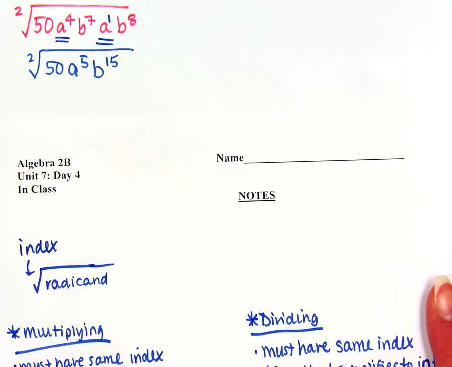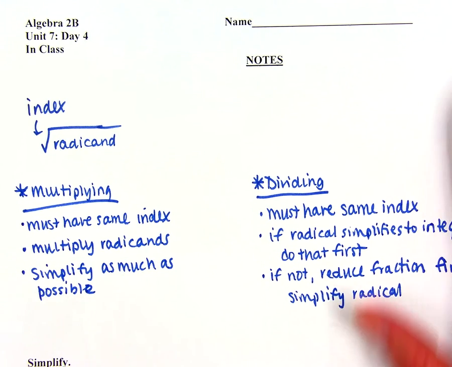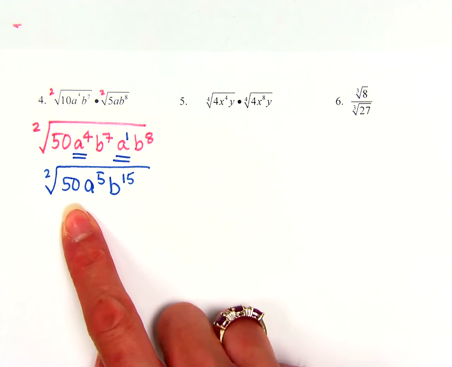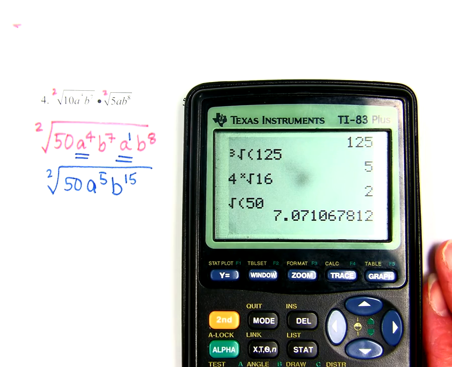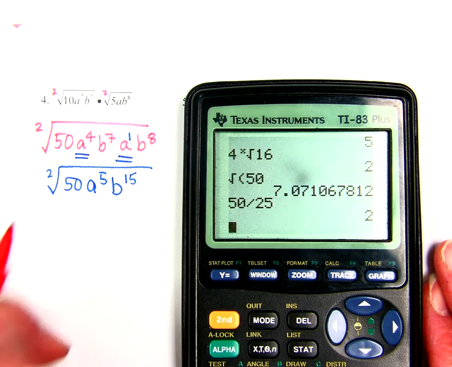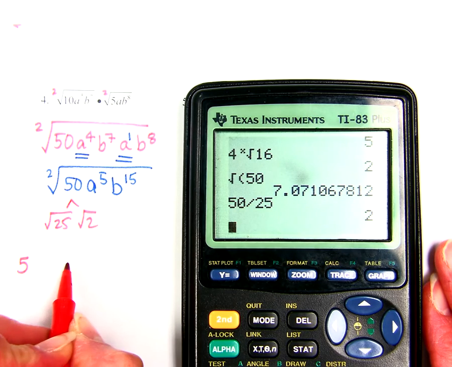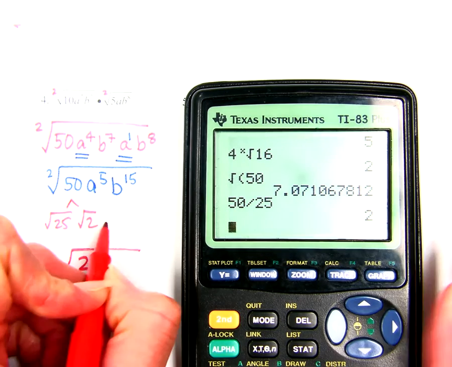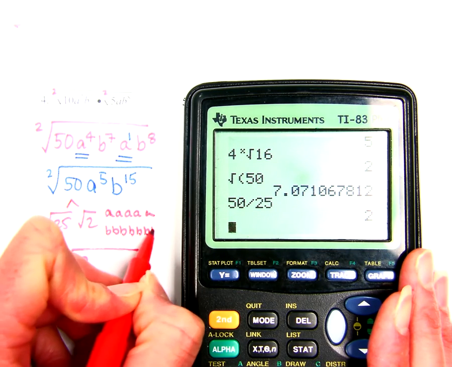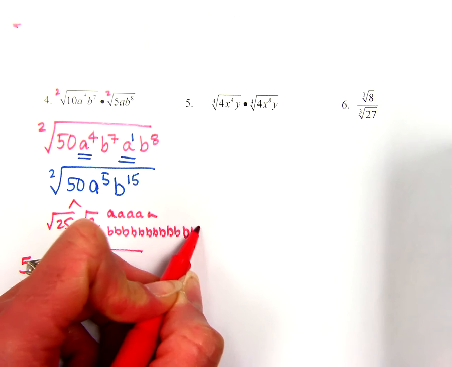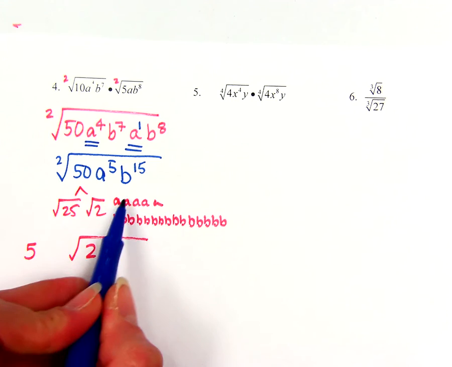So once we have our radicands multiplied, we simplify as much as we possibly can. So is there a perfect square, since the square root of 50 doesn't turn out even, right? Is there a perfect square that does go into 50? And the answer is yes, it's 25. So you could split that up into 25 and 2. So square root of 25 is 5, and then keep a 2 here. For the a's, we have 5 a's, and for b's, we have 15 of them. Okay, so you look at how many groups of 2 can we take out?